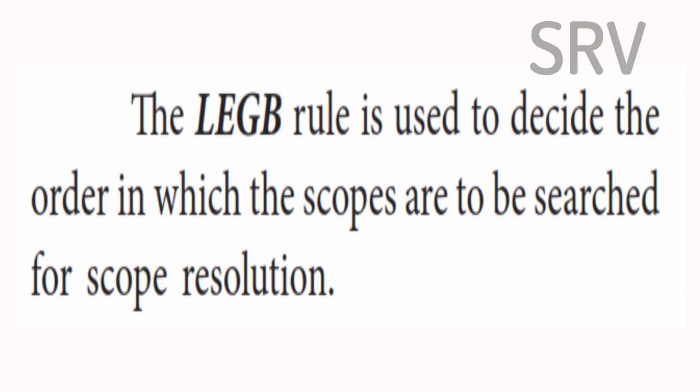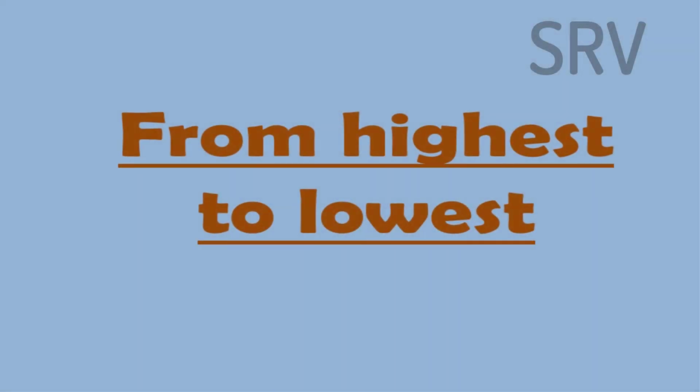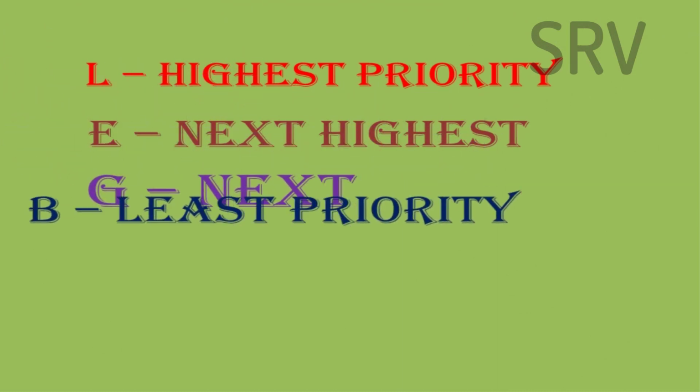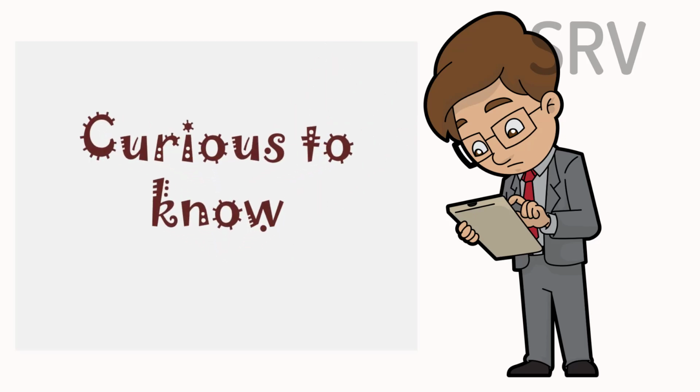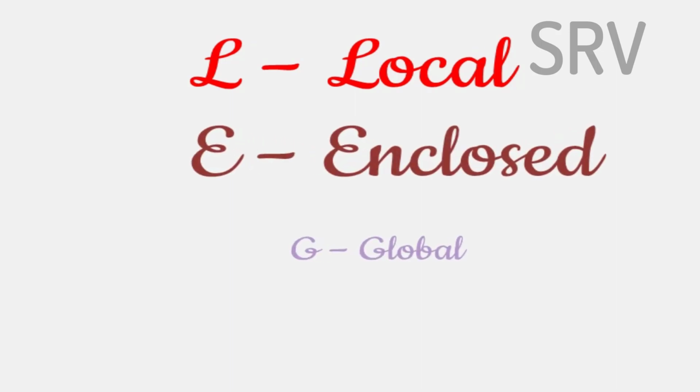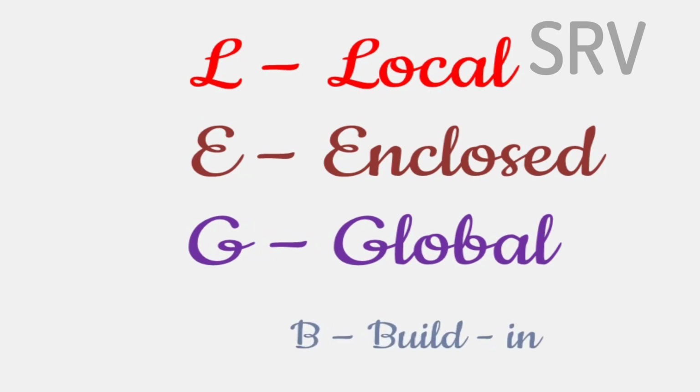So the LEGB rule helps to decide in which hierarchical order the variable should be mapped. Now, the order of hierarchy is from highest to lowest. So in LEGB rule, the order is given from highest to lowest. The L has the highest order, E has the next highest order, then comes G, and the least is the built-in or B. So now you may get curious to know what this LEGB stands for. L stands for local, E stands for enclosed, G stands for global, and B stands for built-in.